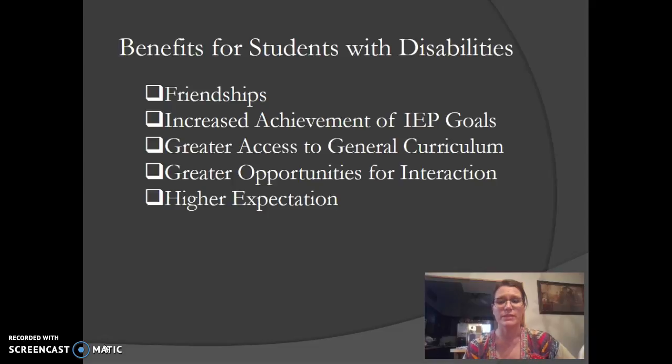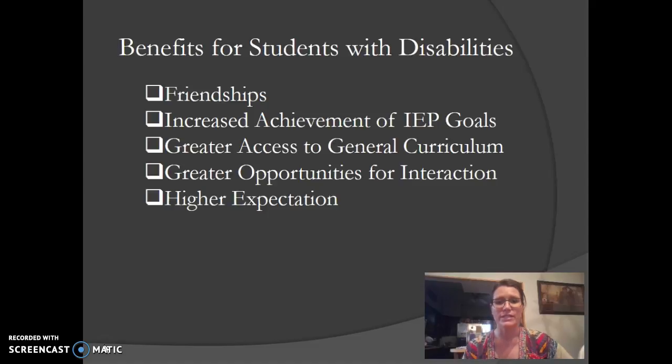Students with disabilities need to create friendships. They need an increased achievement of their IEP goals. They need greater access to general curriculum, greater opportunities for interaction, and a higher expectation. I feel as though with friendships, this helps build their self-esteem. It also helps them in school because they have friends.